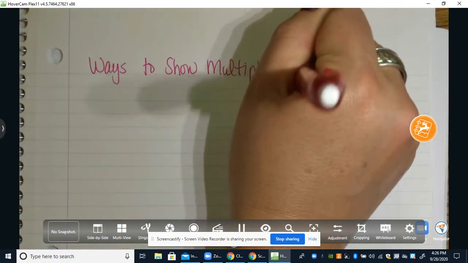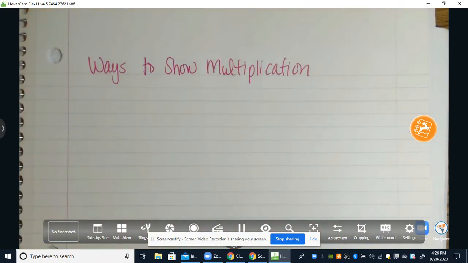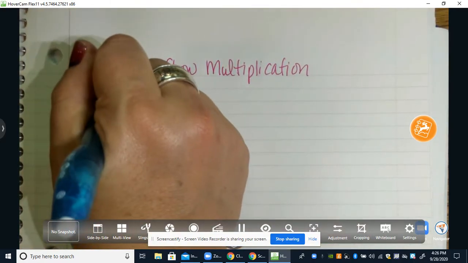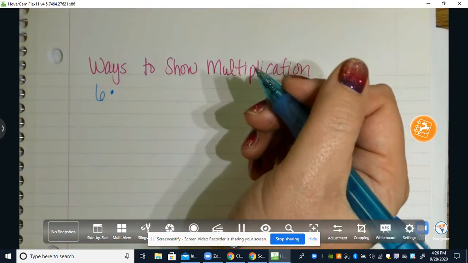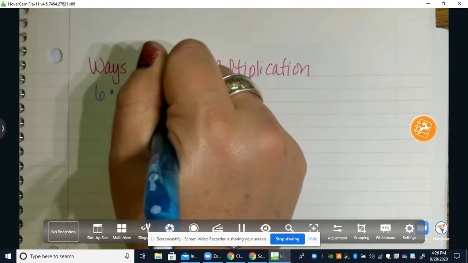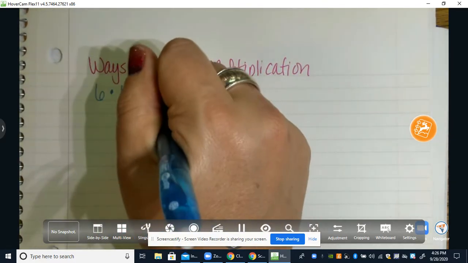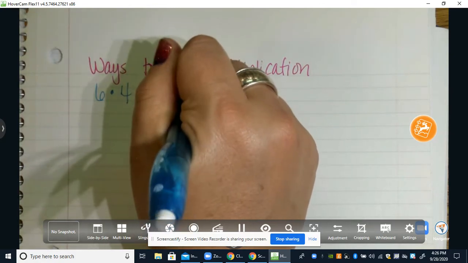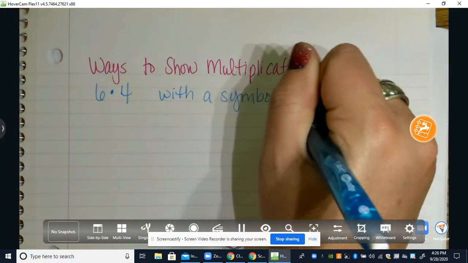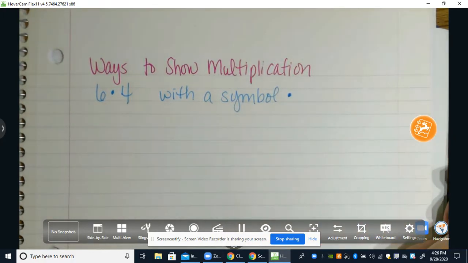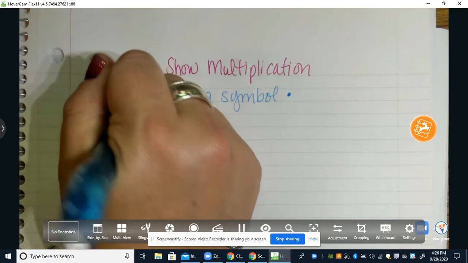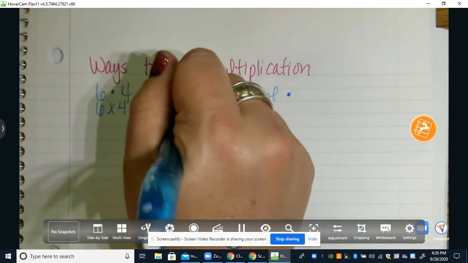There are 3 ways that we will see multiplication. You will see it with a dot, and the dot will be large and in the middle. It doesn't look like a decimal. It's kind of floating high. So 6 times 4, this is with a symbol. And the symbol is like a dot that's in the middle. 6 times 4. And this is also with a symbol.